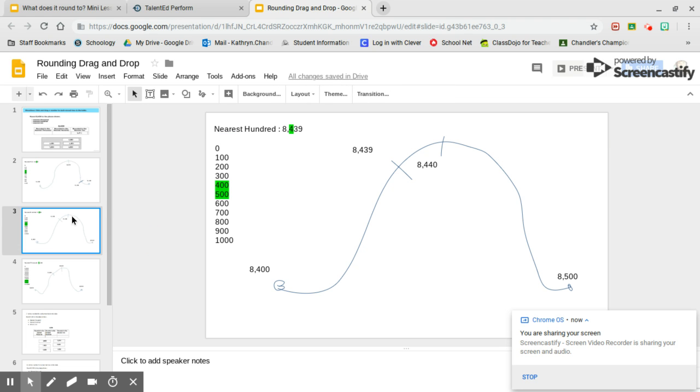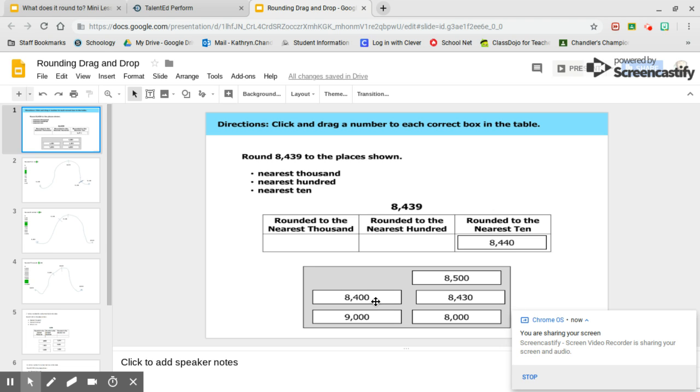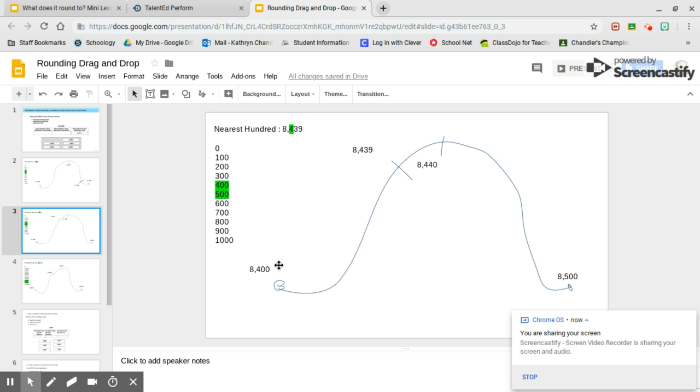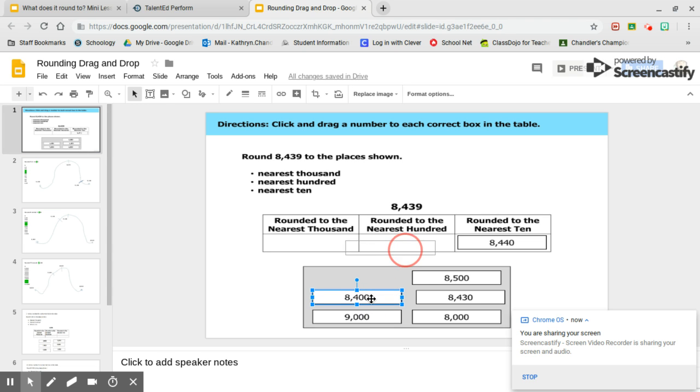The next one I did was the nearest 100. Again, I highlighted. I know that 439 is somewhere in between 400 and 500. Did my number line, and I said that 439 is really closest to 400. So what I did up here, I rounded to the nearest 100. I see that I have both 400 and 500. 500 was here, 400 was here. It was closer to 400. So I'm only dragging up 8,400 right there.